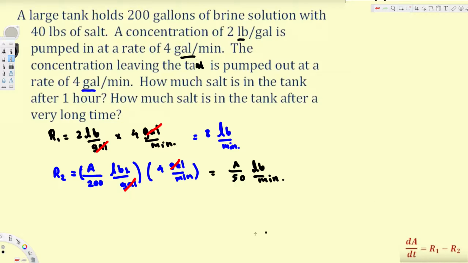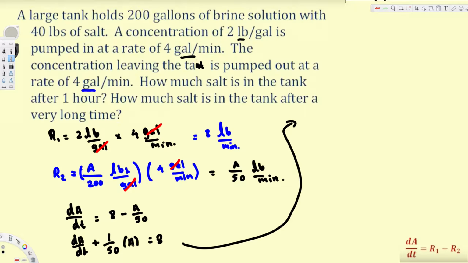Now let's plug it into this equation. dA/dt is equal to R1, that is 8 pounds per minute, minus R2, that is A over 50. From this you can already recognize the pattern of a first order linear differential equation, and the standard form should look like this: dA/dt, if you move this term to the other side, it becomes plus 1 over 50 times A is equal to 8. So this is the standard form of a first order linear differential equation.